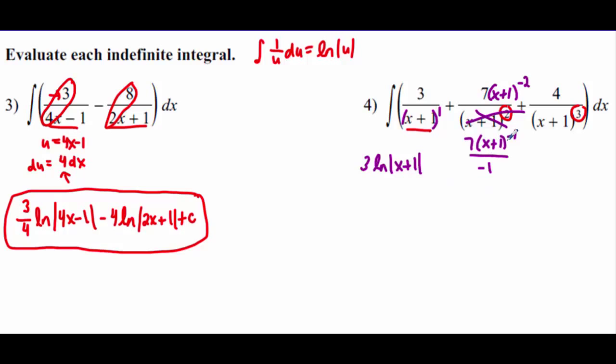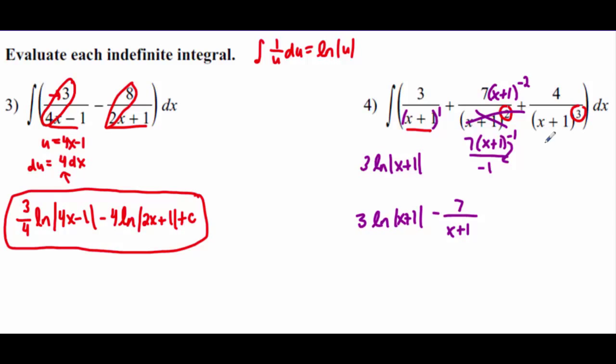So that means that when I rewrite this, I'm going to move the x plus 1 back down to the bottom, and now it's going to be to the first power. So this is -7 over x plus 1. I need to apparently rewrite that.